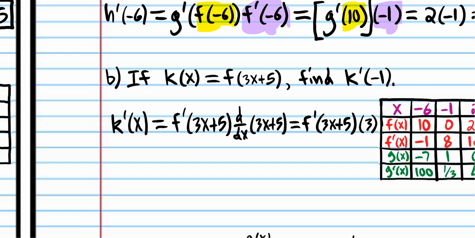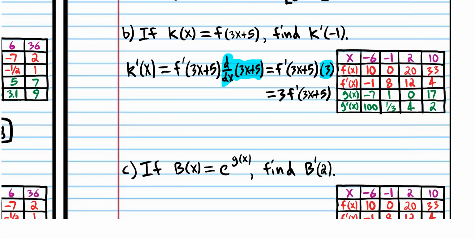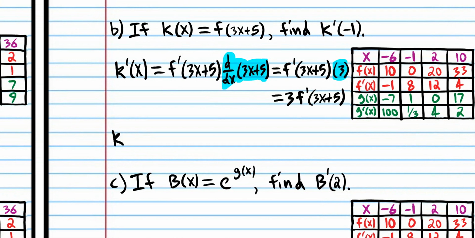So all of this became that. So I'm going to rewrite that by putting the 3 in front. That will just reduce confusion. And now we replace x with -1.